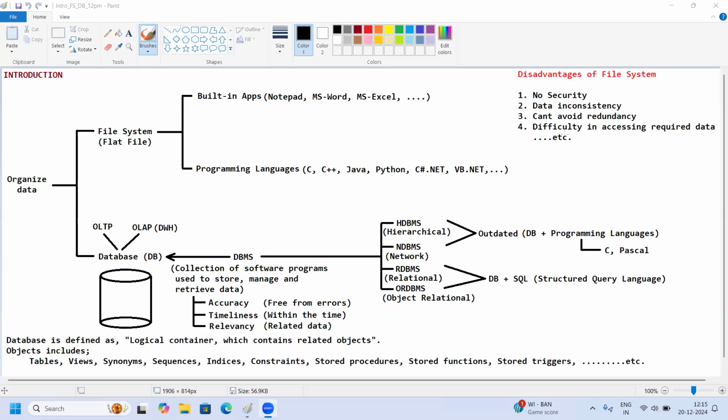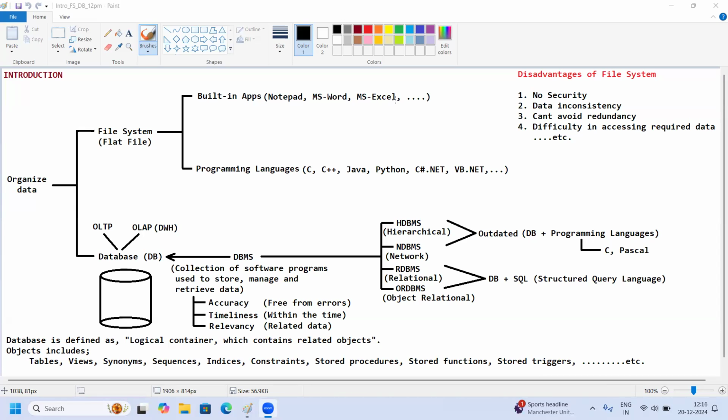Yes. So in the last session in the demonstration class, we came up with a comparative discussion on file system and database. We also discussed how important a database is to organize data. All these things we discussed in my last session.